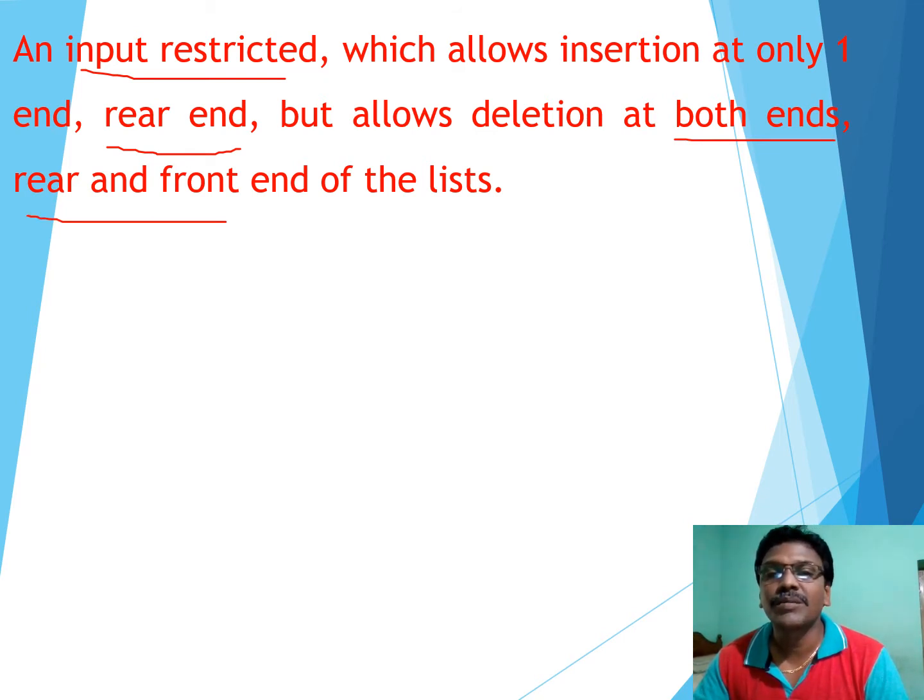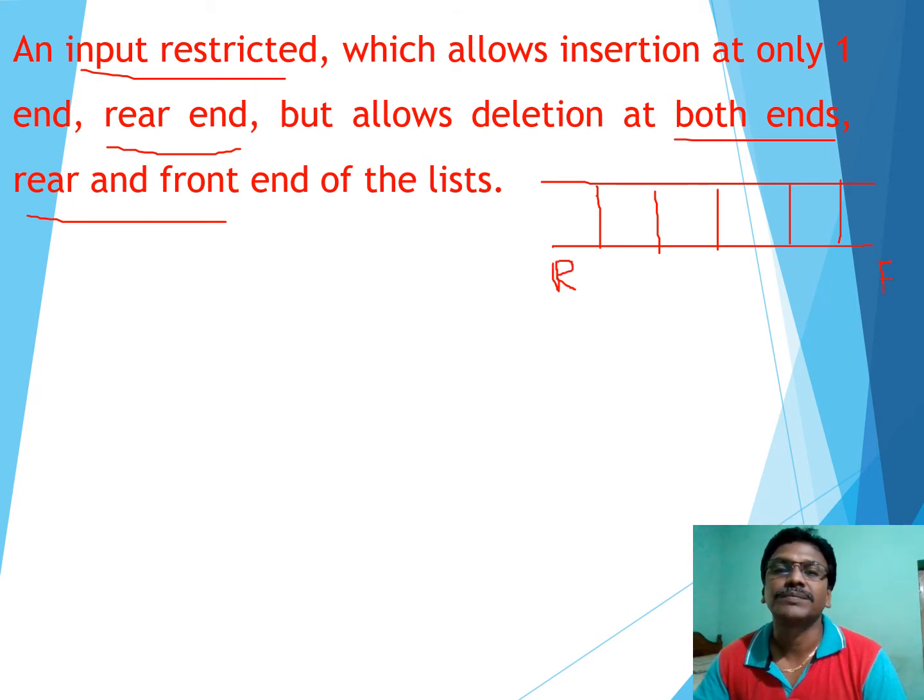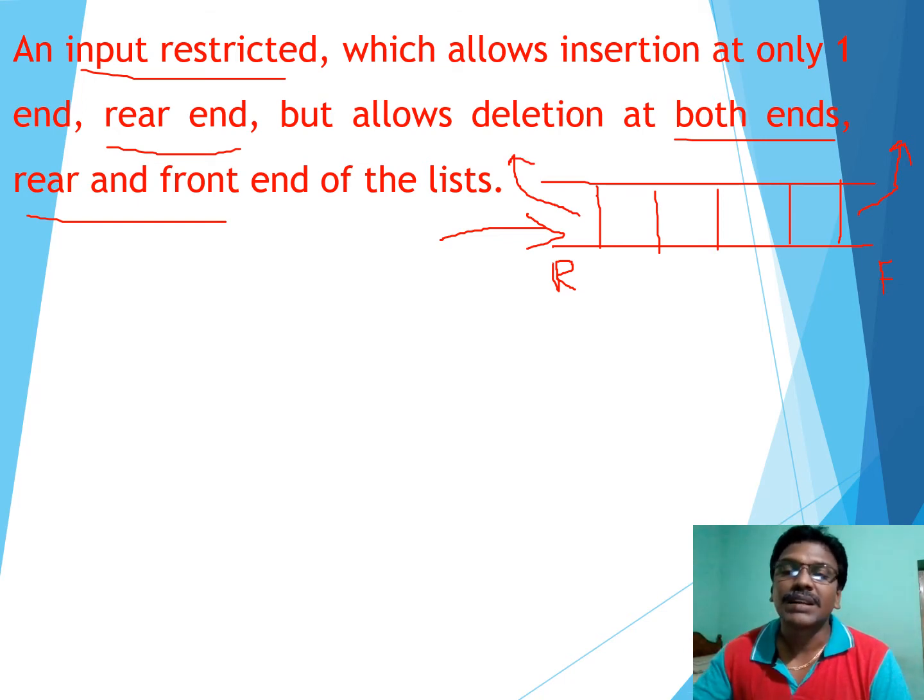For example, like this is a queue. This is the front end, and this is the rear end. Insertion at only one end, the rear end. That means insertion can be performed at the rear end only. Deletion can be performed at the front end and rear end also. Both ends allow deletions, but only one end allows insertions, that is the rear end.